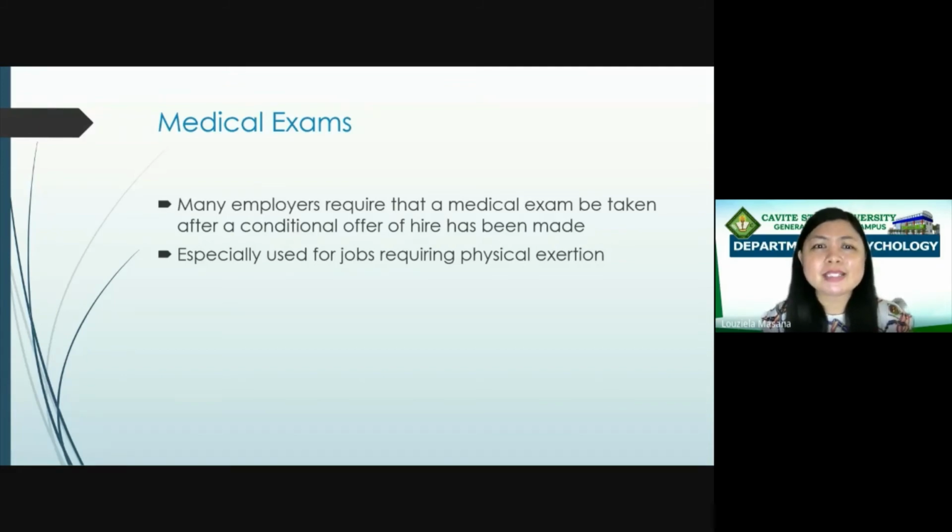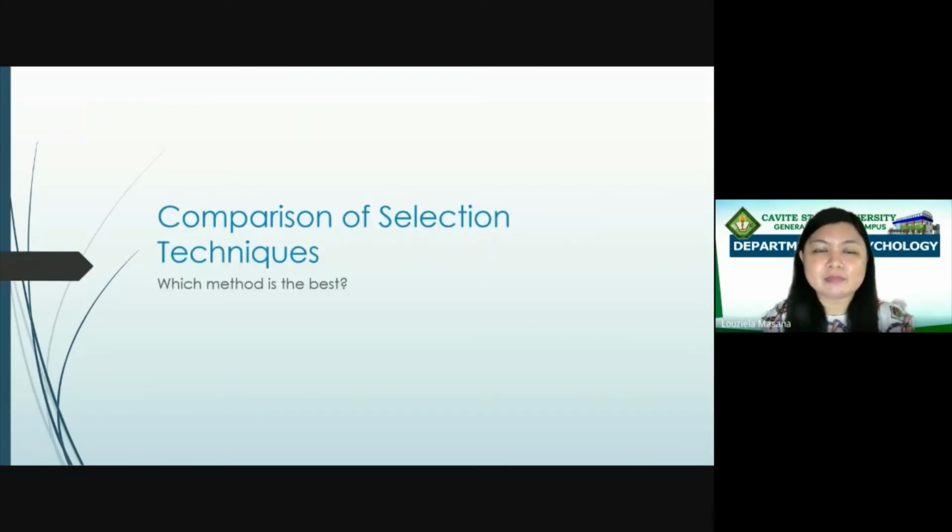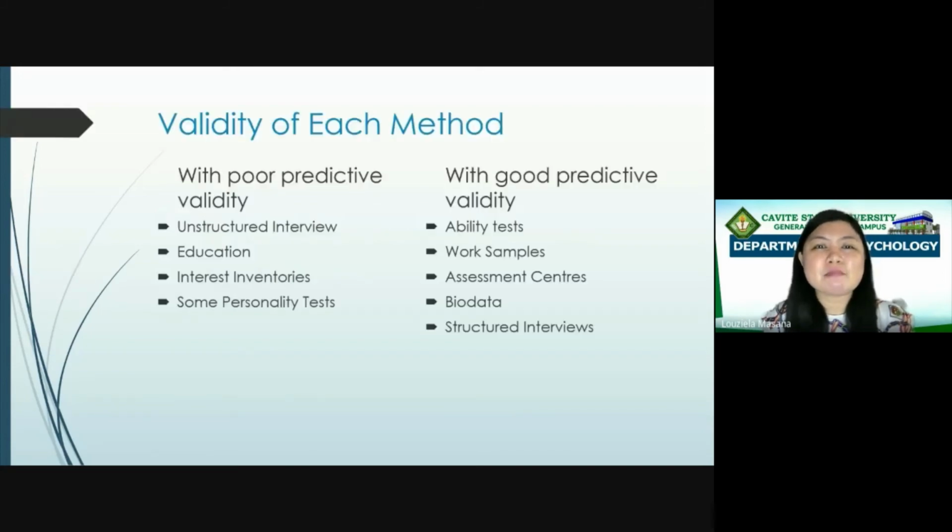But this medical exam is specially used for jobs requiring physical exertion. Pero very, very important, dapat ikaw ay medically fit, psychologically fit. Isa ito sa tinitingnan during the selection. It's not just about you pass the interview, pass the different tests, but you have to be psychologically and medically fit. So comparison of selection techniques, which method is the best?